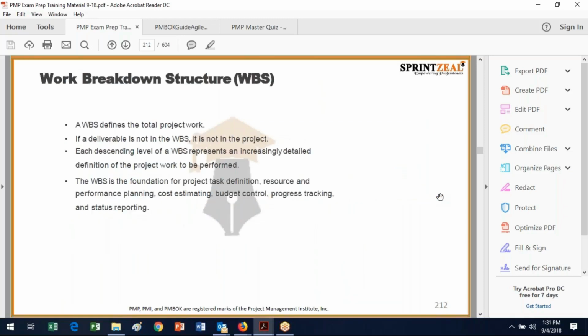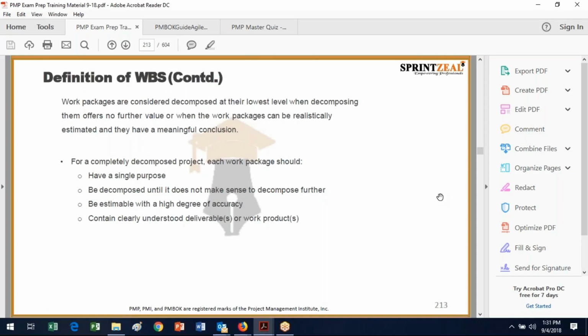So the work breakdown structure defines the total project work. If a deliverable is not in the work breakdown structure, it's not in the project. Each descending level represents increasingly detailed definition of the project work to be performed. And the WBS is the foundation for project task definition, resource and performance planning, cost estimating, budget control, etc. So basically you want to set your control accounts at about the work package level, at the bottom level of the work breakdown structure, and then you do your time charging and your progress measurement accordingly.